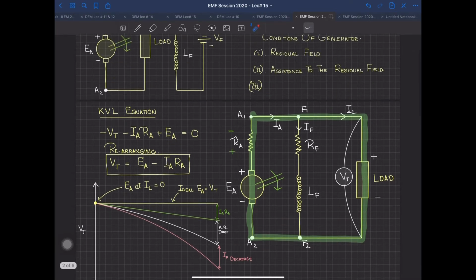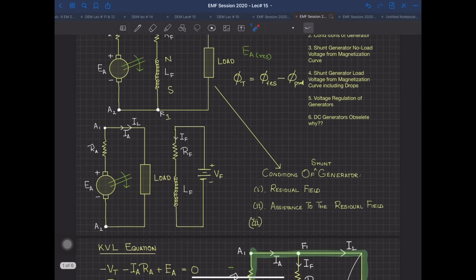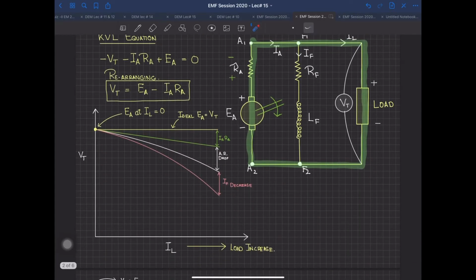In a separately excited generator, the field is supplied from a separate supply, so this last IF decrease is not going to be there. But if all of these three drops are not there, which is practically not possible, then you are going to get a straight line as over here. Thus EA is equal to VT, and at this point you can see this is EA at IL equal to 0, which means that the load is not there.